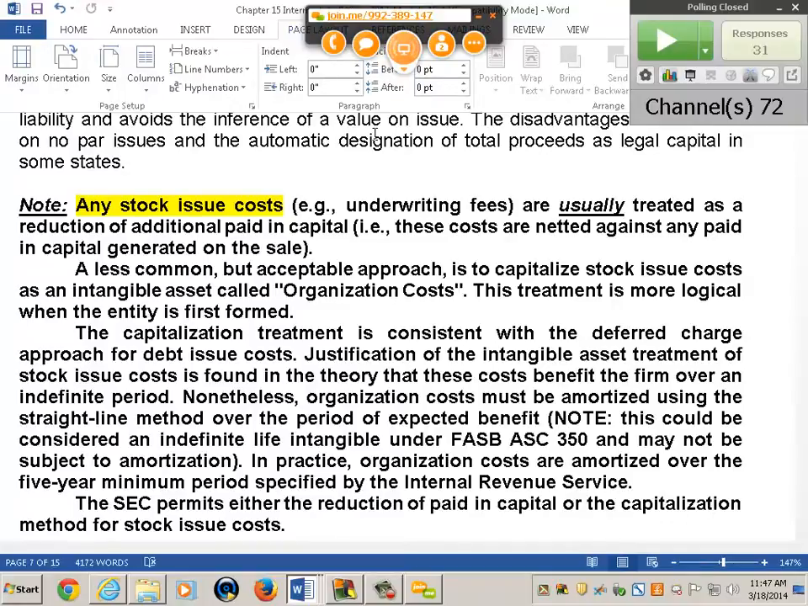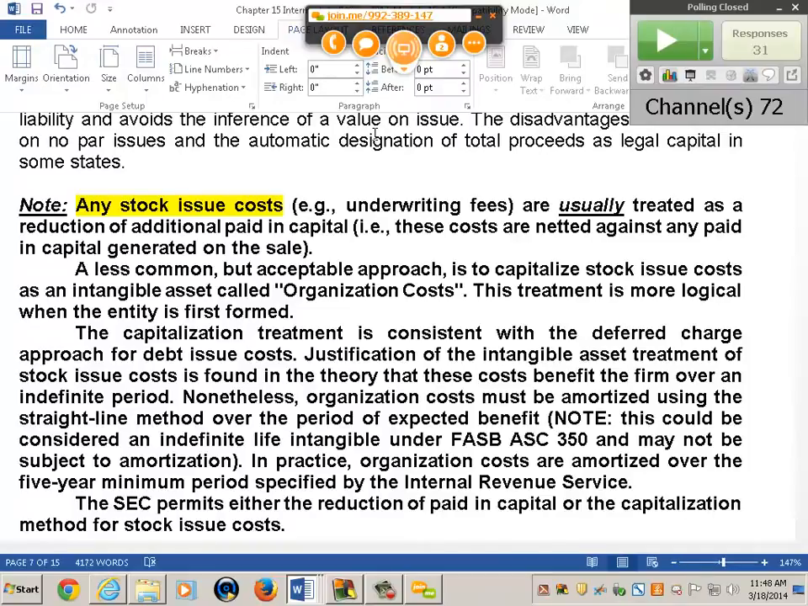All right, now, any questions on the stock issue costs? I'm going to show you some entries in just a moment. Any questions on the notion of a stock issue cost? Same thing, underwriting fees, legal fees, whatever you're paying to have the stock issued. Any transaction costs that are involved in getting the stock in the hands of the shareholders.